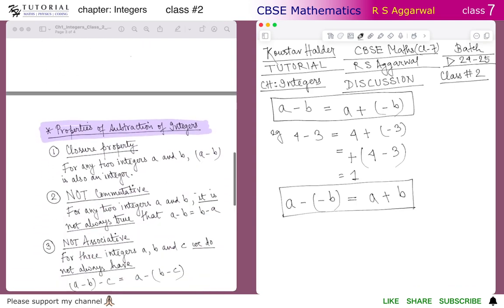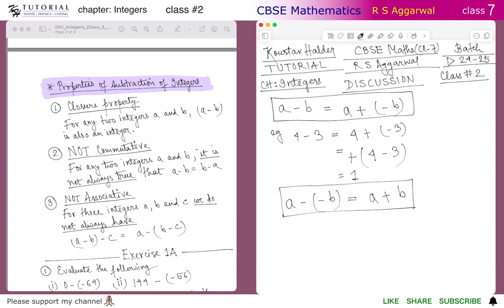Now let's quickly see the properties of subtraction of integers. The first one is the closure property. The closure property says that for any two integers a and b, the result of a minus b will also be an integer. If you take any integers a and b and subtract them, the result will also be an integer.